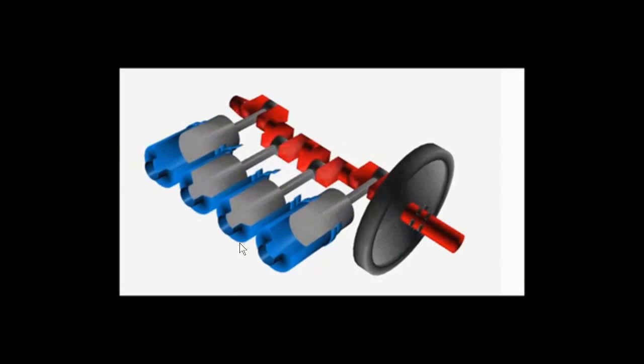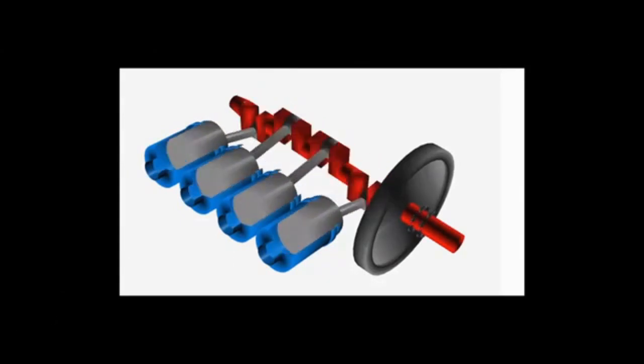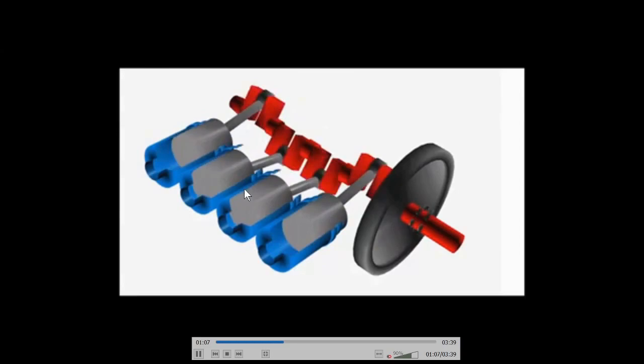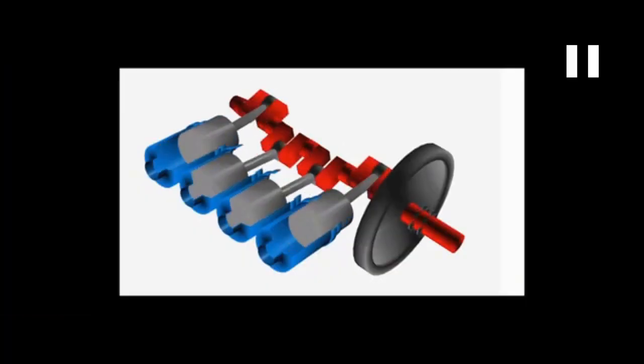Then we have reciprocating engine mechanism. This is another important one. So you see, this is in our automobiles and all. What you can see is this four-cylinder engine. We have four slider crank mechanisms together, right?